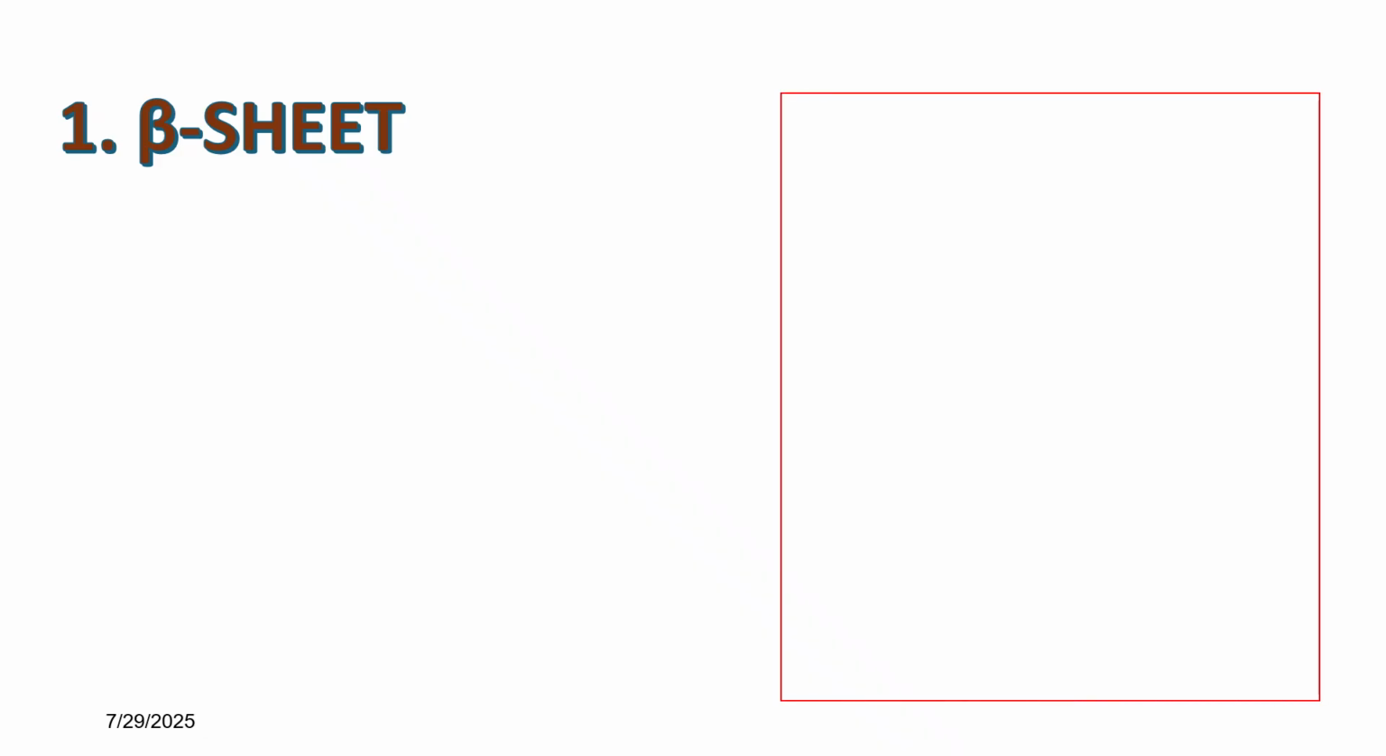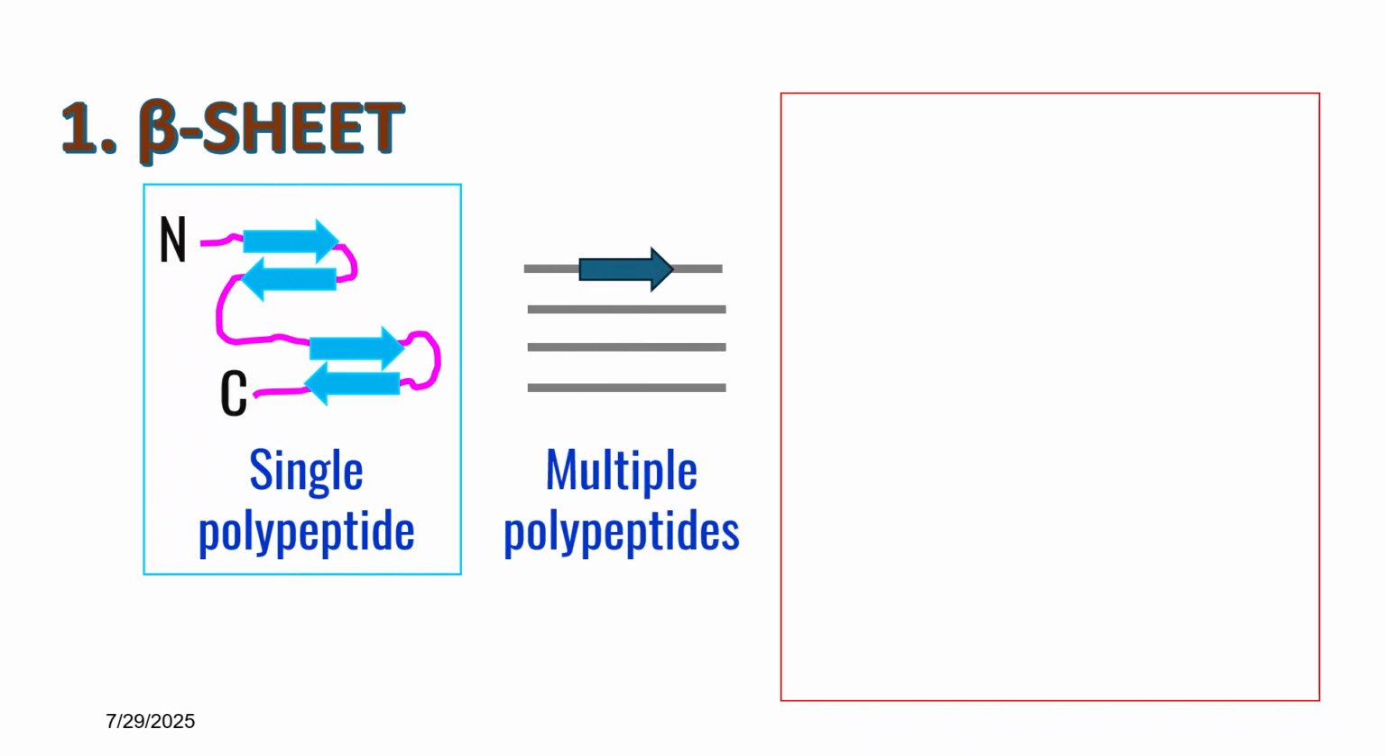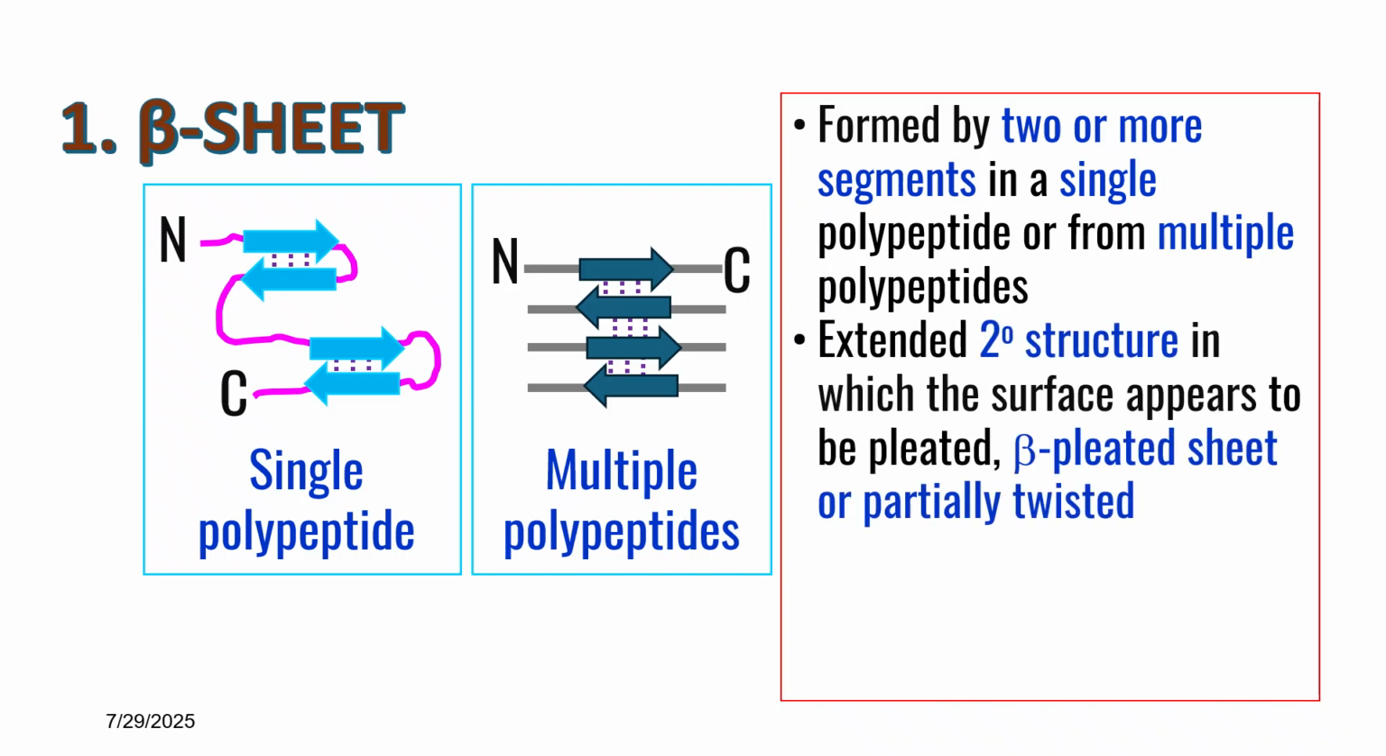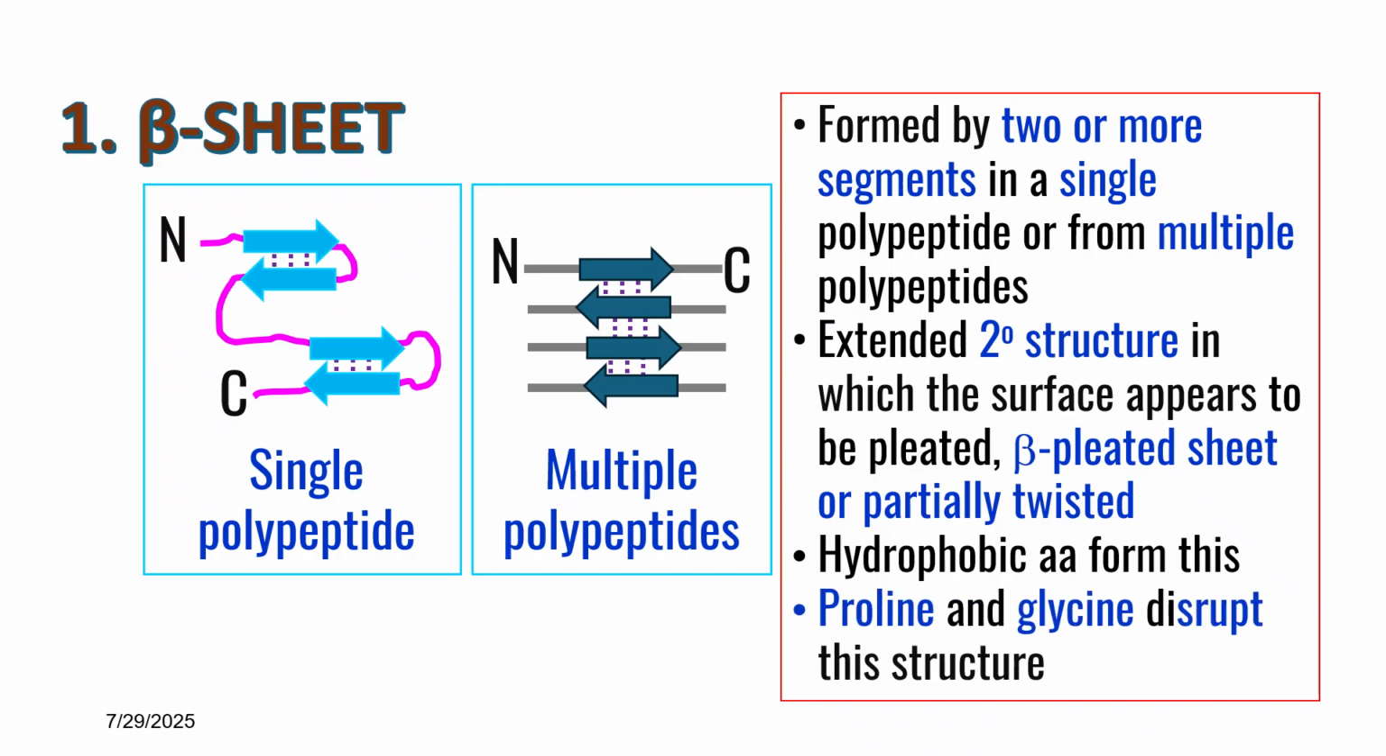So regarding beta sheet, this is an extended sheet-like structure which is formed by pairing between two or more segments of a polypeptide or from multiple polypeptides. The structure appears to be pleated, therefore it is also called beta pleated sheet, which simply means it is partially twisted. The hydrophobic amino acids are found in this structure more commonly, and they also play a role in making this structure rigid. The proline and glycine amino acid residues disrupt this structure because they are incompatible.